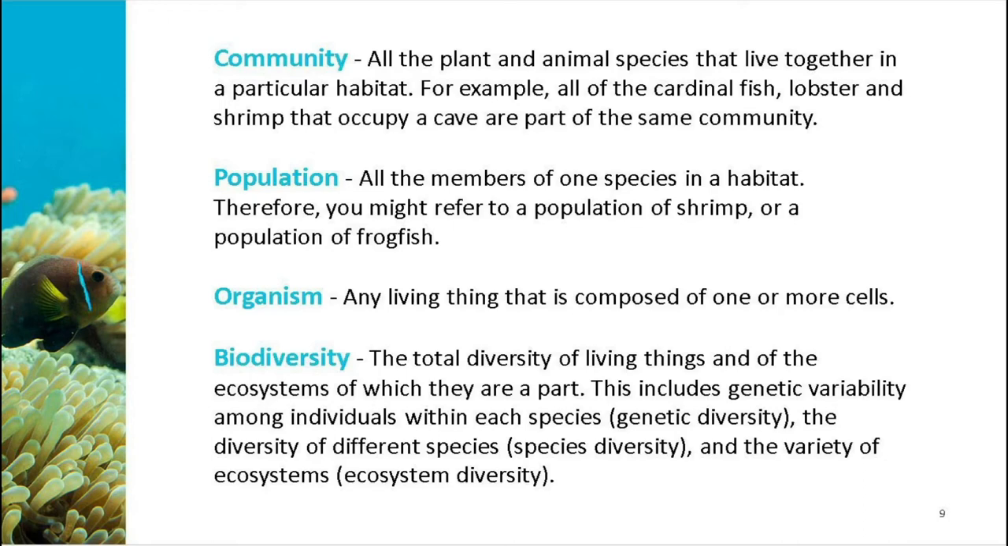Population: all the members of one species in a habitat. Therefore, you might refer to a population of shrimp or a population of frogfish. Followed by organism: any living thing that is composed of one or more cells. And lastly, biodiversity: the total diversity of living things and of the ecosystems of which they are a part.